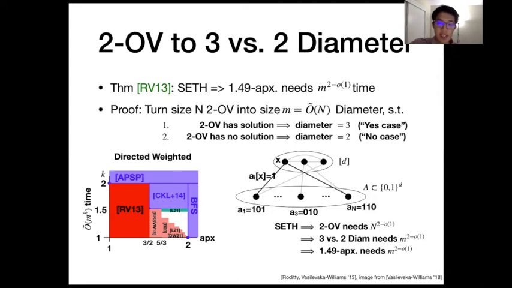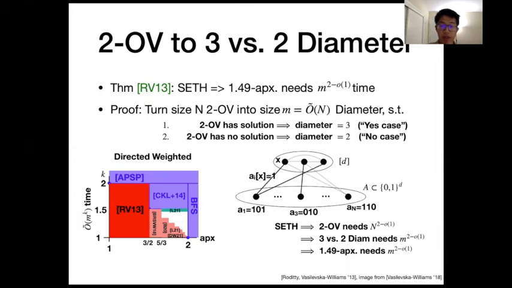And in the yes case, we have two vectors that are orthogonal, which means these are two vectors that don't share a 1 in any coordinate. So they don't have any common neighbor in the coordinate vertices of this graph. So that means the distance must be at least 3. Okay, so that's great. So that shows this hardness of a better than 3/2 approximation.